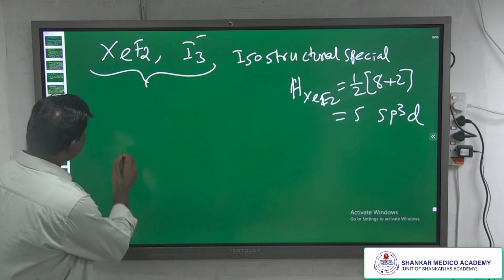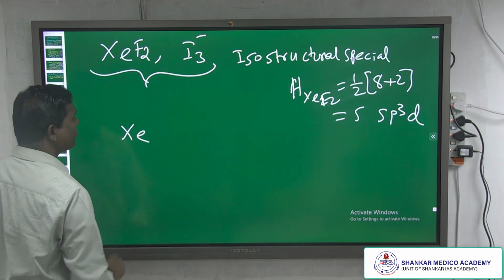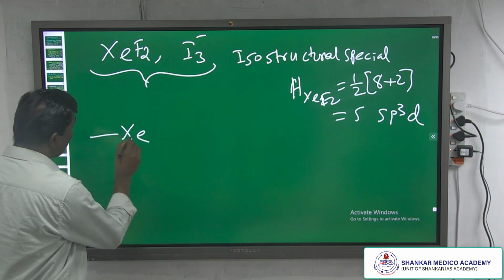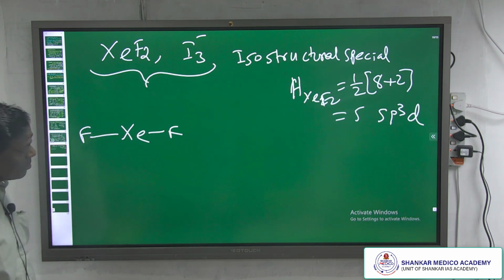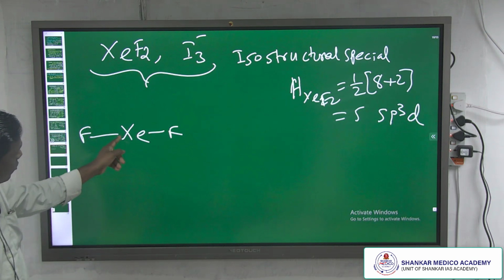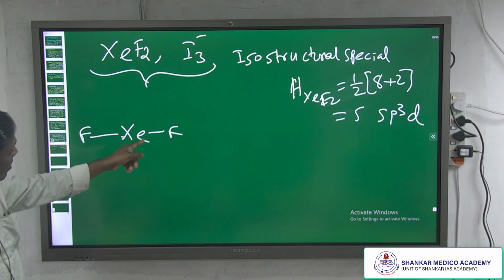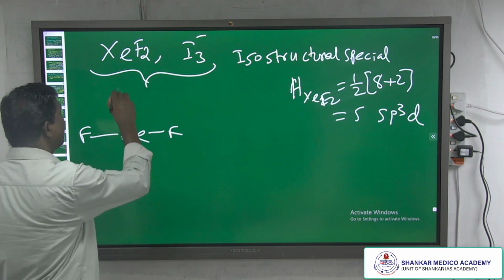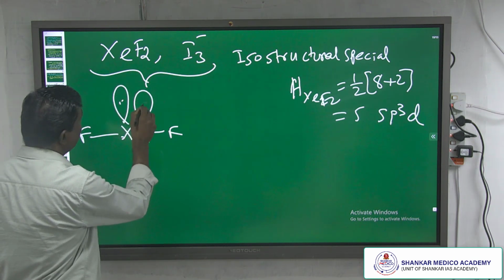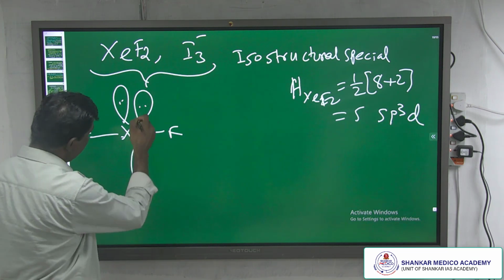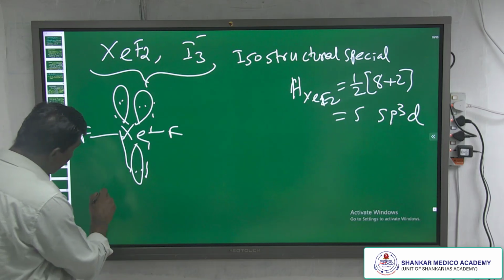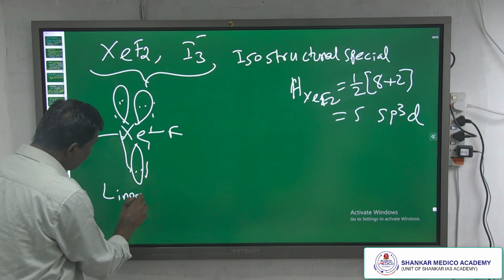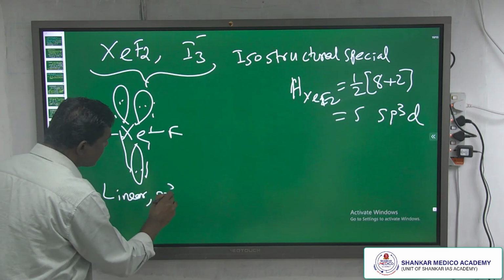If you look at this molecule, xenon has 8 electrons. Out of 8 electrons, 2 electrons from the xenon made single bonds, the remaining 6 electrons are 3 lone pairs of electrons in a planar arrangement. Actually, this is a planar arrangement. The molecule is actually a linear shape. Linear, but sp3d hybridization.